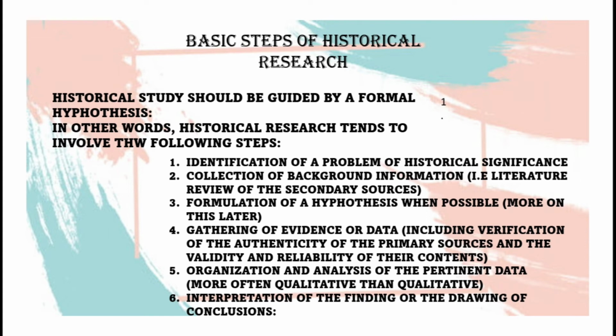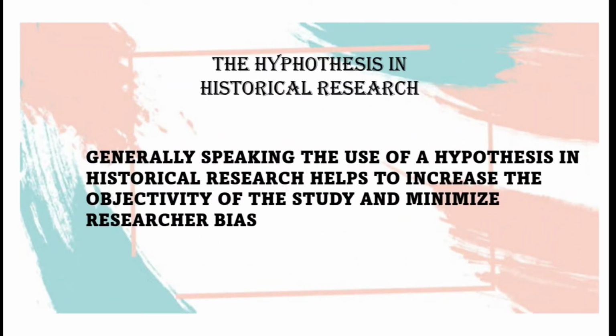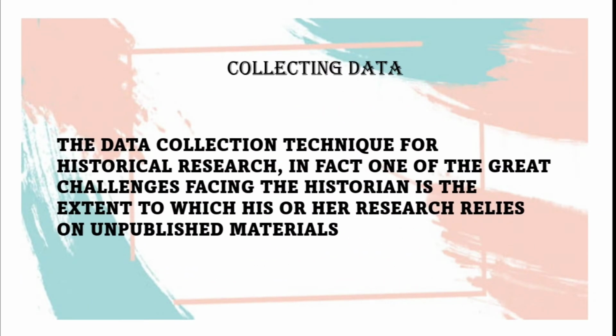4. Gathering of evidence or data, including verification of the authenticity of the primary sources and the validity and reliability of their contents. 5. Organization and analysis of the pertinent data, more often qualitative than quantitative. 6. Interpretation of the findings or the drawing of conclusions. The hypothesis in historical research. Generally speaking, the use of a hypothesis in historical research helps to increase the objectivity of the study and minimize researcher bias.